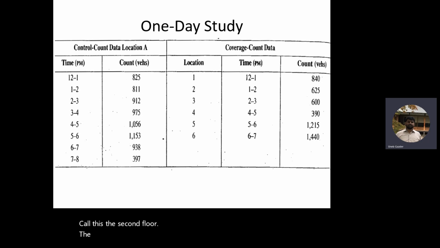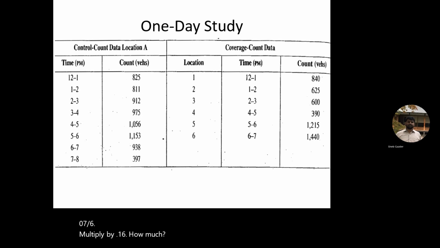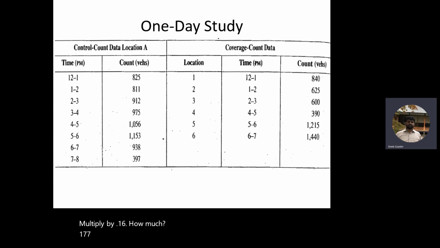The first three, okay, then tell me the values for the last one. I got 11,076. 1440 divided by 0.13, right? Okay, 11,076 multiplied by 0.16, how much? 1772. What about this one?